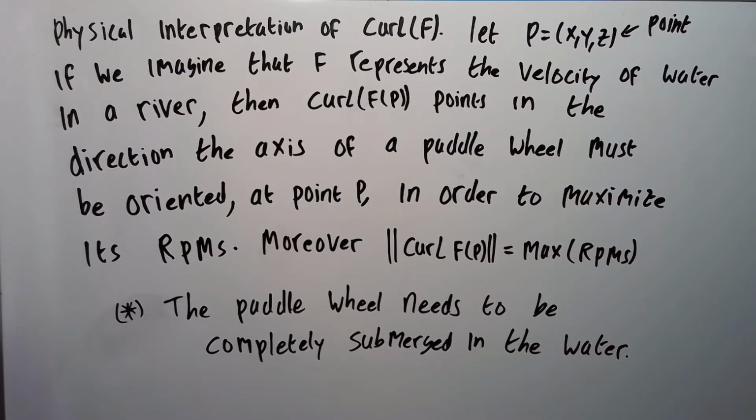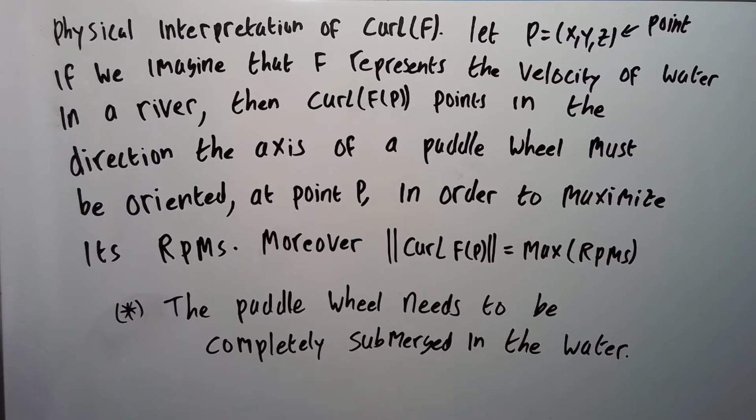So let P be a point, so x, y, z is a point in space somewhere. If we imagine that f represents the velocity of water in a river, so say we're in a river and it has different currents at different points, say white water or something, then the curl of f at point P points in the direction the axis of a paddle wheel must be oriented at point P in order to maximize the RPMs. RPMs means how quickly it turns per minute, revolutions per minute.